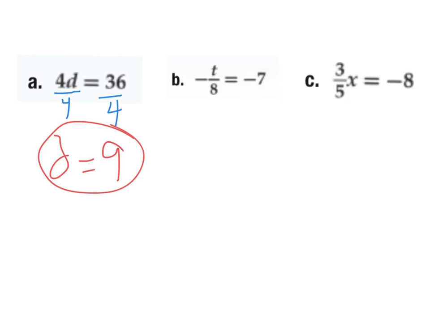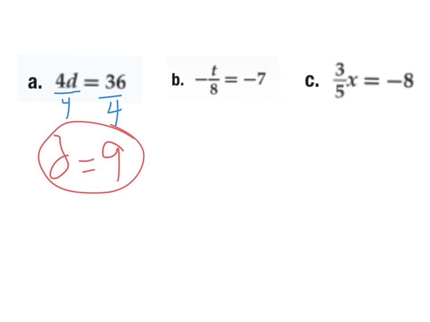B's a little trickier, right? We got negatives. We got fractions. Can I do anything on the left-hand side by itself right now? Negative T over 8. Can I do anything more with that? Can I combine T and 8 somehow? Okay, and the right side is negative 7, so there's nothing I can do there. The variables are already on the left. The constants are already on the right.